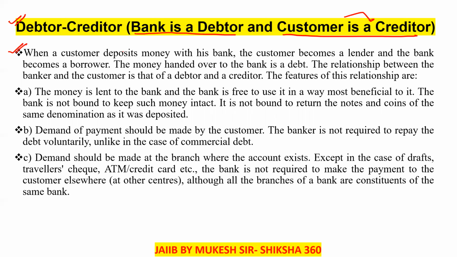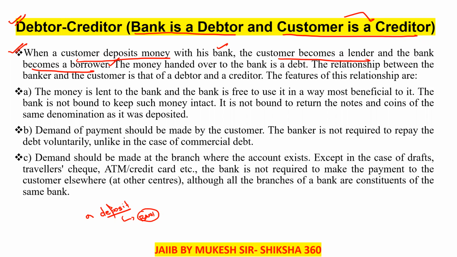When a customer deposits money with his bank, the customer becomes a lender. In the case of a deposit, the money belongs to the customer. So the customer becomes a lender and the bank becomes a borrower. The money handed over to the bank is a debt, and the relationship between the banker and the customer is that of a debtor and a creditor.